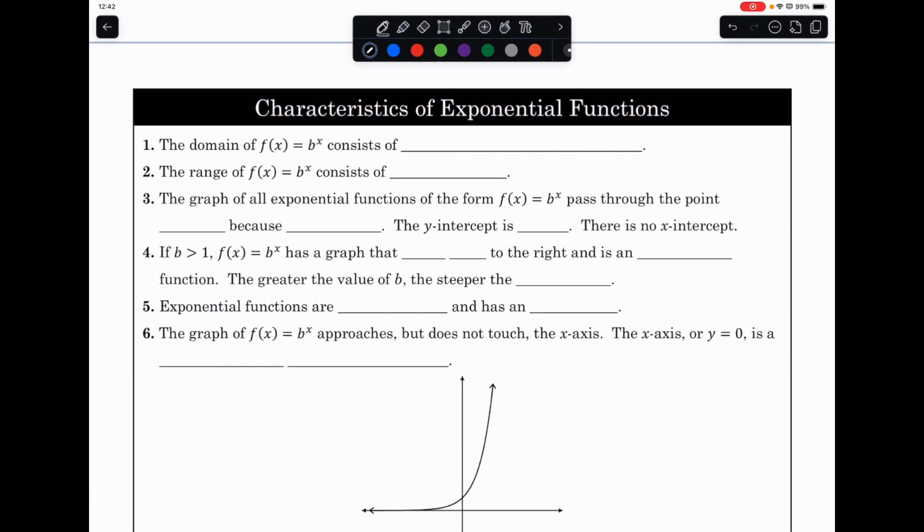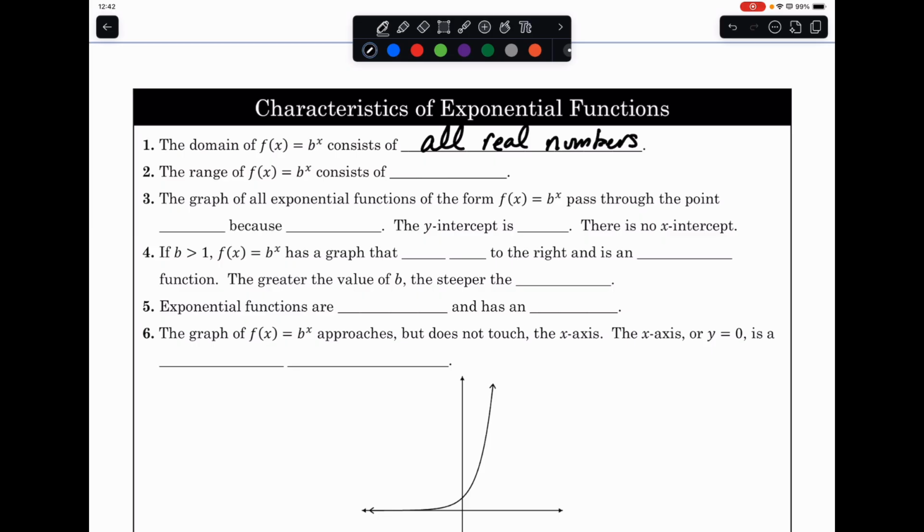So let's talk about the characteristics of exponential functions. In this video, we're going to be focusing on how to graph the transformation of these things. So let's talk about the characteristics first of the parent function. So the domain of the function f of x equals any base to the power of x is always going to be all real numbers. Doesn't matter what the base is, your domain is always going to be all real numbers.